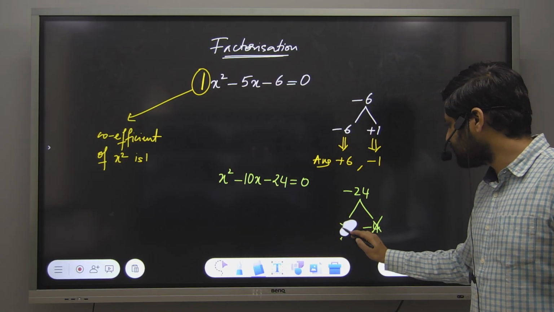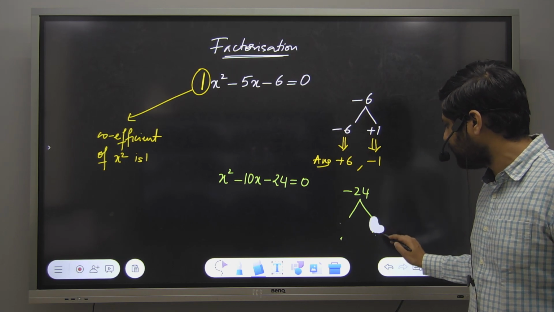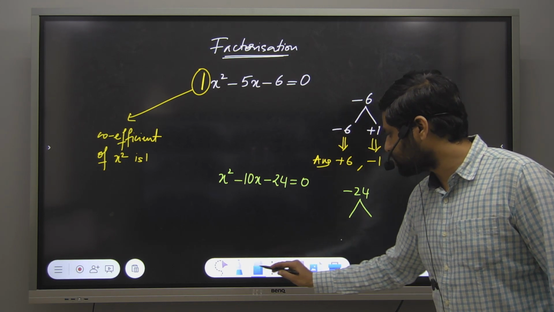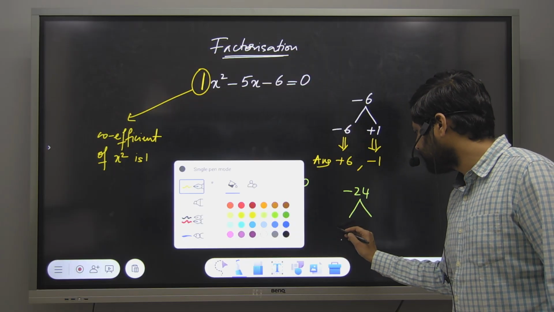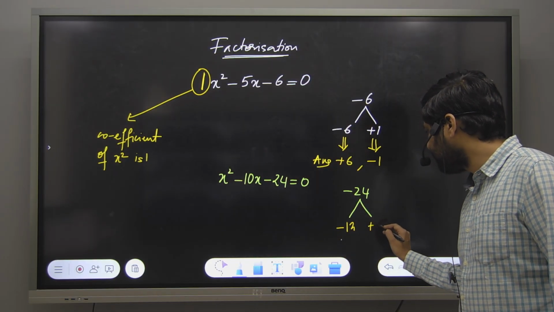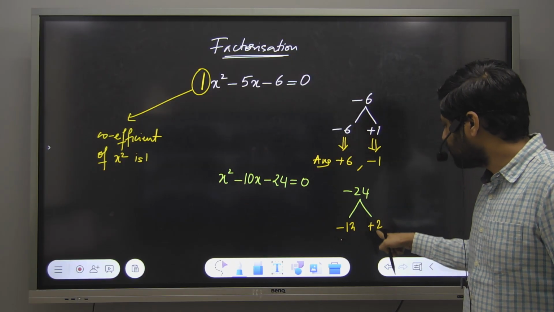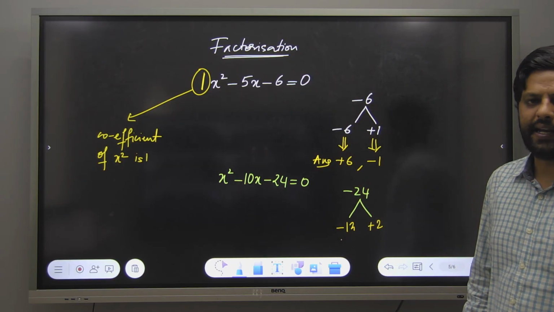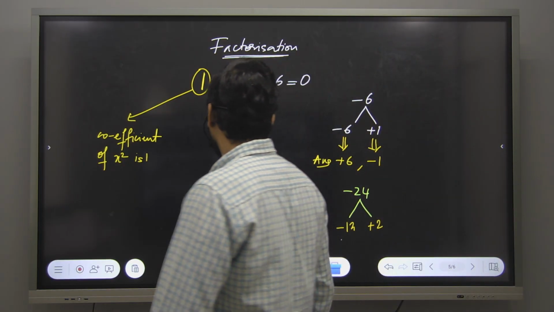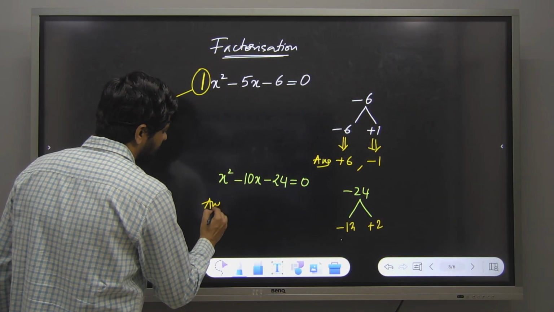12 plus 2. Yes. First thing, we need to write this correctly. Only then we'll get the answer correctly. So it has to be minus 12 plus 2. Cross check: 2 minus 12 is minus 10. 2 into minus 12 is minus 24. So what is the answer going to be now?